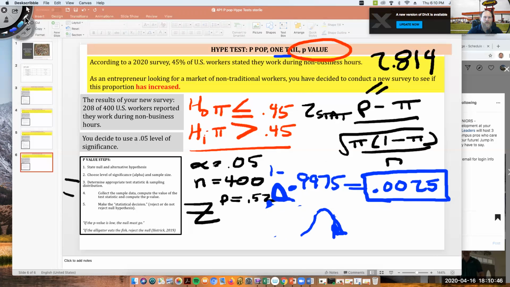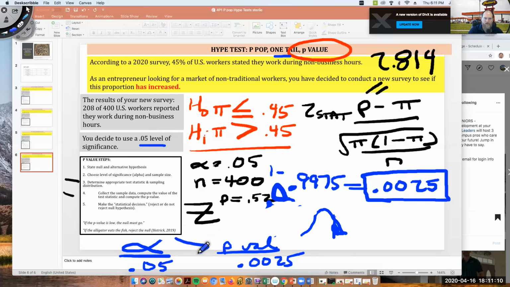All right. And then once we have that p-value, we're not in the end zone yet. We could set up our p-value, 0.0025, against our level of significance, our alpha, 0.05, which is bigger. Does the alligator eat the fish? All day long. So we reject the null hypothesis. If the p-value is lower than the level of significance, then the null must go, meaning we reject the null hypothesis.